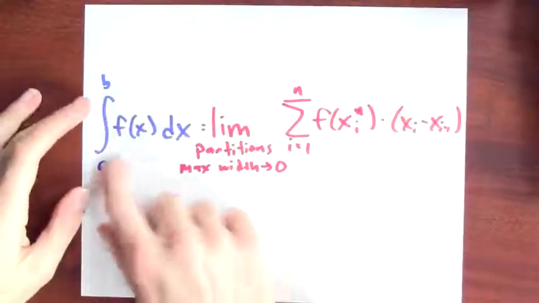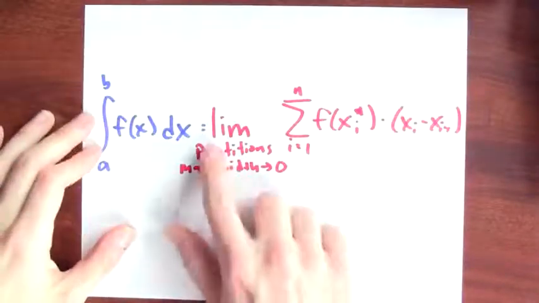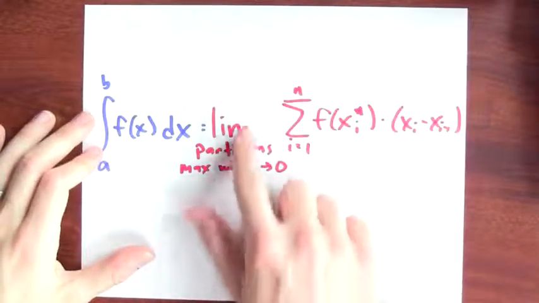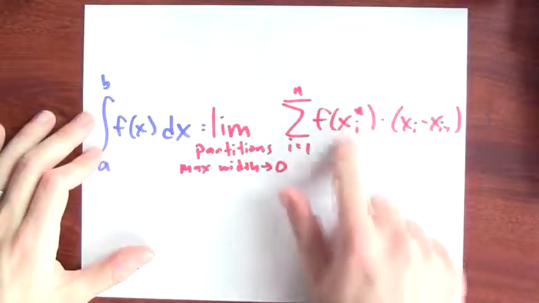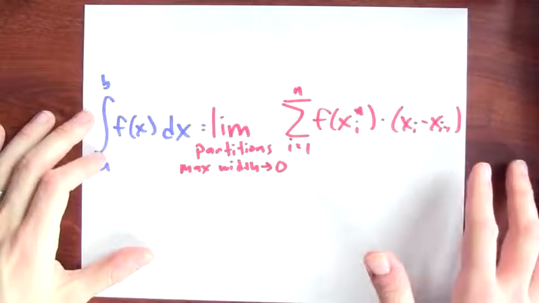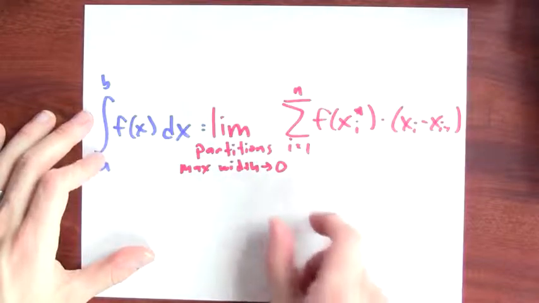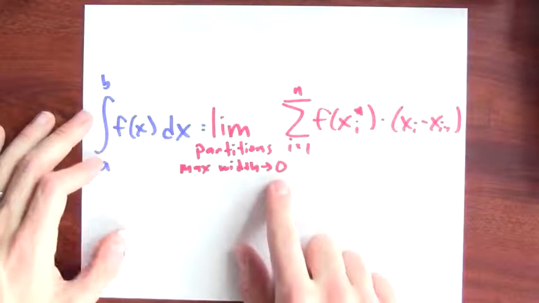Here is the precise definition of the integral. Precisely, the integral of this function from a to b is a limit over partitions of the Riemann sum, right? And it's a limit over partitions where I've also chosen some sample points for those partitions. And I'm taking the limit as the maximum width of a subinterval in that partition goes to 0.